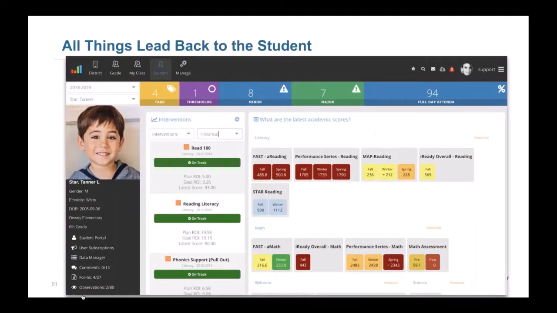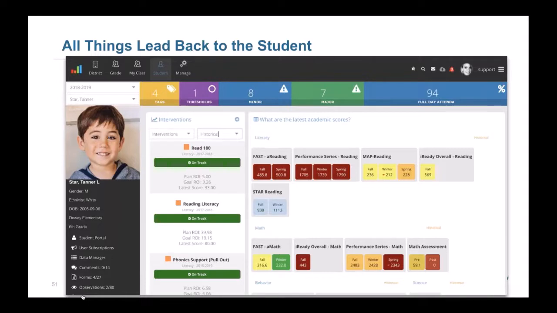And the key thing here with EduClimber specifically, but for anything that we're doing with MTSS, is that while it's a system level approach, what we're really working toward is to make sure that all of the data and all of the efforts that we're putting in place are in fact helping to support every student. So in EduClimber, all of the data points that we're making, the decisions that we're making, all of it eventually ends up here on the student page.